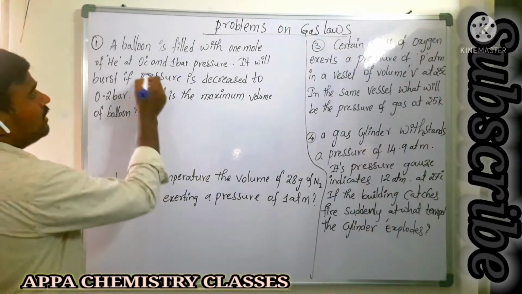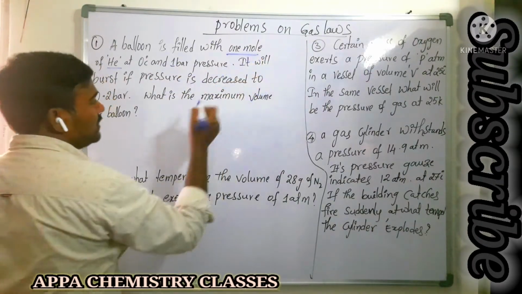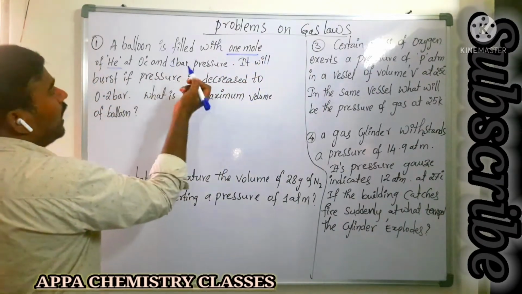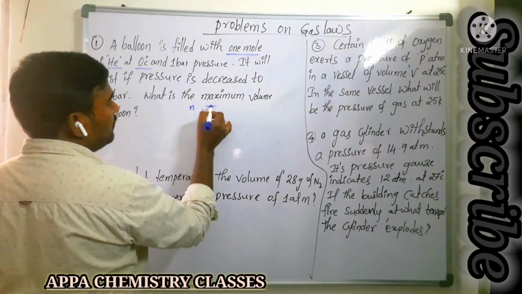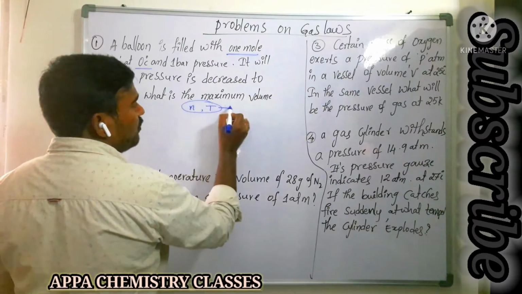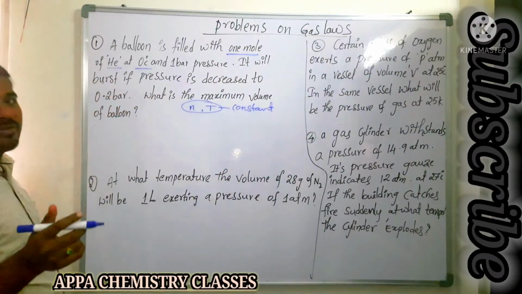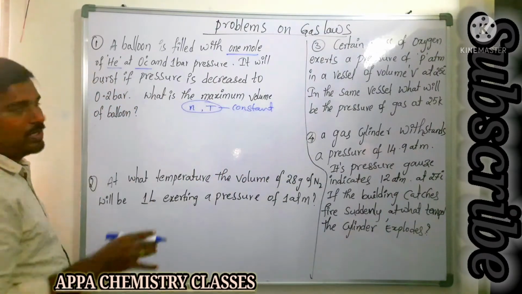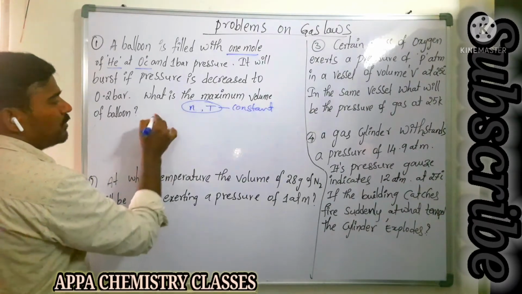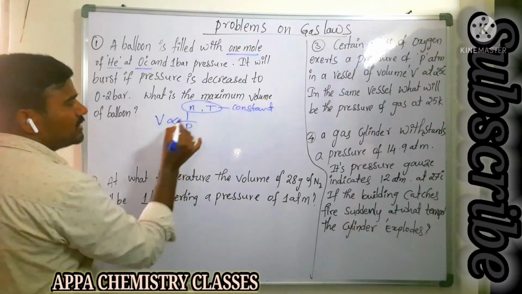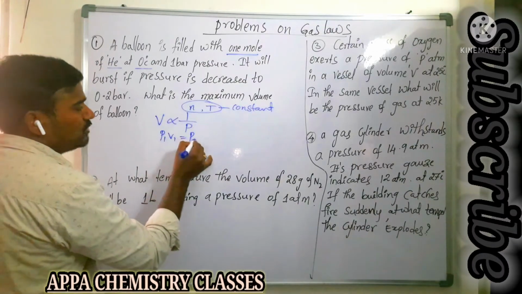Now you see here they are saying helium gas, same gas, 1 mole of the same gas, that is, the number of moles is constant. And it will burst at 0 degrees Celsius, that is, temperature is also constant. So number of moles and temperature remain constant. In which gas law do we have T and number of moles constant? In case of Boyle's law. Boyle's law says volume is inversely proportional to pressure. From this we get P1 V1 is equal to P2 V2.